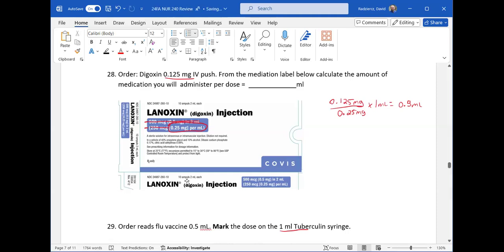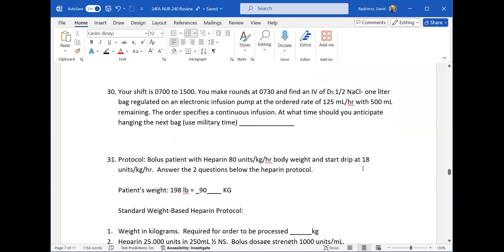And then 30. All right, so 30 is quote unquote a fun one, because it's another flow rate question. You're going to calculate how much time has elapsed, and then determine when the infusion will end, and they want your answer in military time. So they use the example here. Here's the military time example, right? You can see the 0700 to 1500. So 7 a.m. to 3 p.m. That sounds like a nice shift. I don't know if anyone works that exact shift, but seems decent.